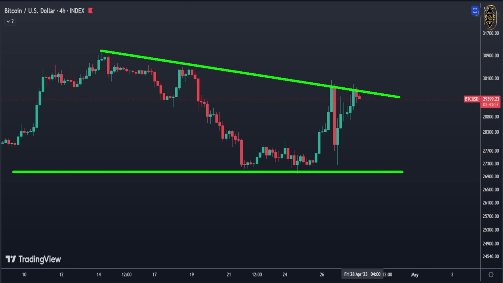In the last video we said we have a triangle. Has the triangle been broken? No, it hasn't been broken. Look at it. We came to that level here and we couldn't break it. Should we enter long here in the 4 hours? No, there is no long entry yet. We need to wait more, guys, until the break happens here. If we don't break here, there is no entry.